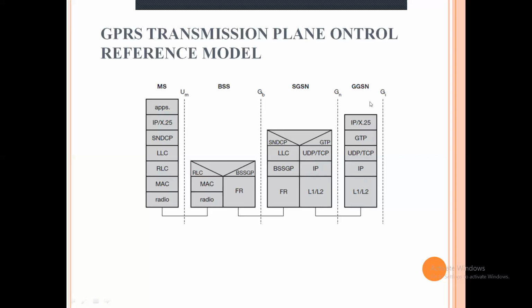Now moving to the last one. This is the Gateway GPRS Support Node. In this, L1, L2 represent the physical layer and data link layer. IP represents the network layer, and GTP. These three are the different protocols. It may use UDP or TCP protocol. Otherwise, it may use the GTP protocol, that is GPRS Tunneling Protocol, or it may use IP or X.25 protocols.